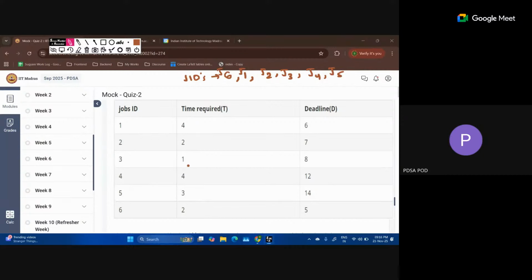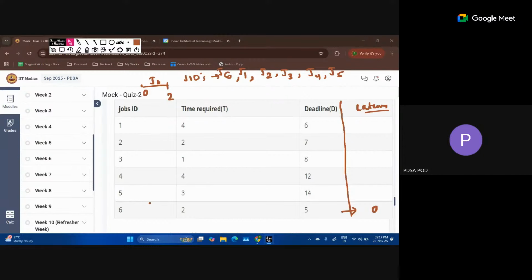Okay. So now let's do this. We start at time point 0, and job number 6 takes how much time? 2 units. So J6 ends at 2. Then the lateness for J6 will be 0, because it is completing before the deadline, right? Yes. So the lateness for job 6 will be 0.